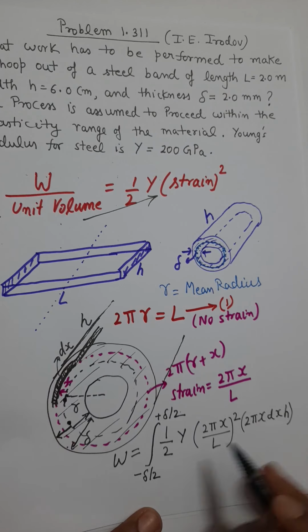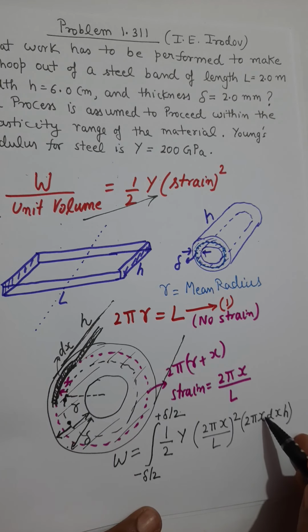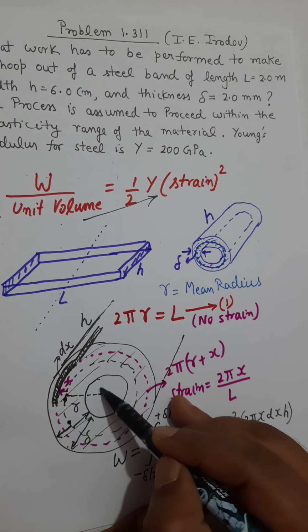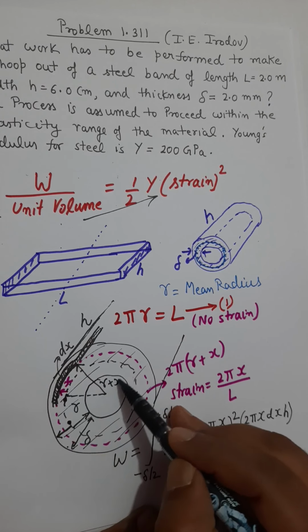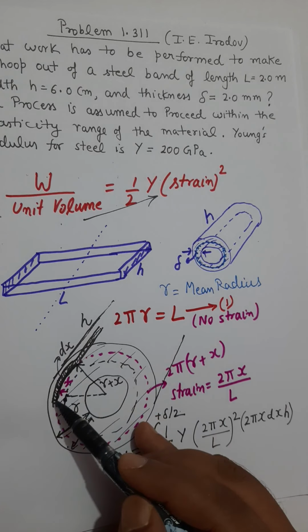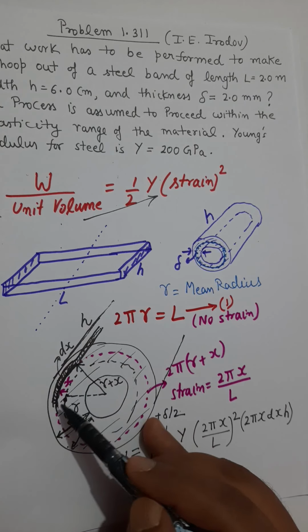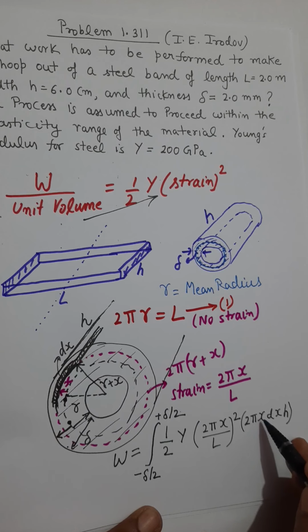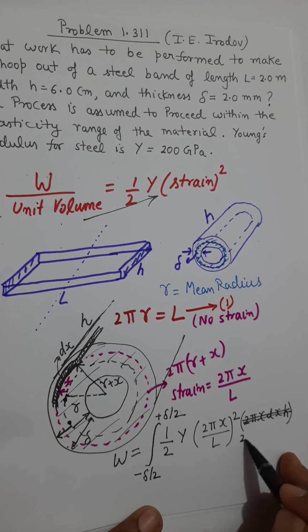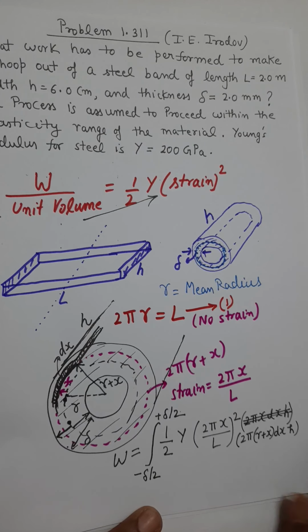Sorry, one mistake is there. The circumference of this portion will actually be 2 pi times r plus x also, because the total radius of this layer is now r plus x. So the circumference corresponding to this dx layer will be of radius r plus x. I am correcting it: it should be 2 pi (r plus x) dx into h. Extremely sorry for the mistake.